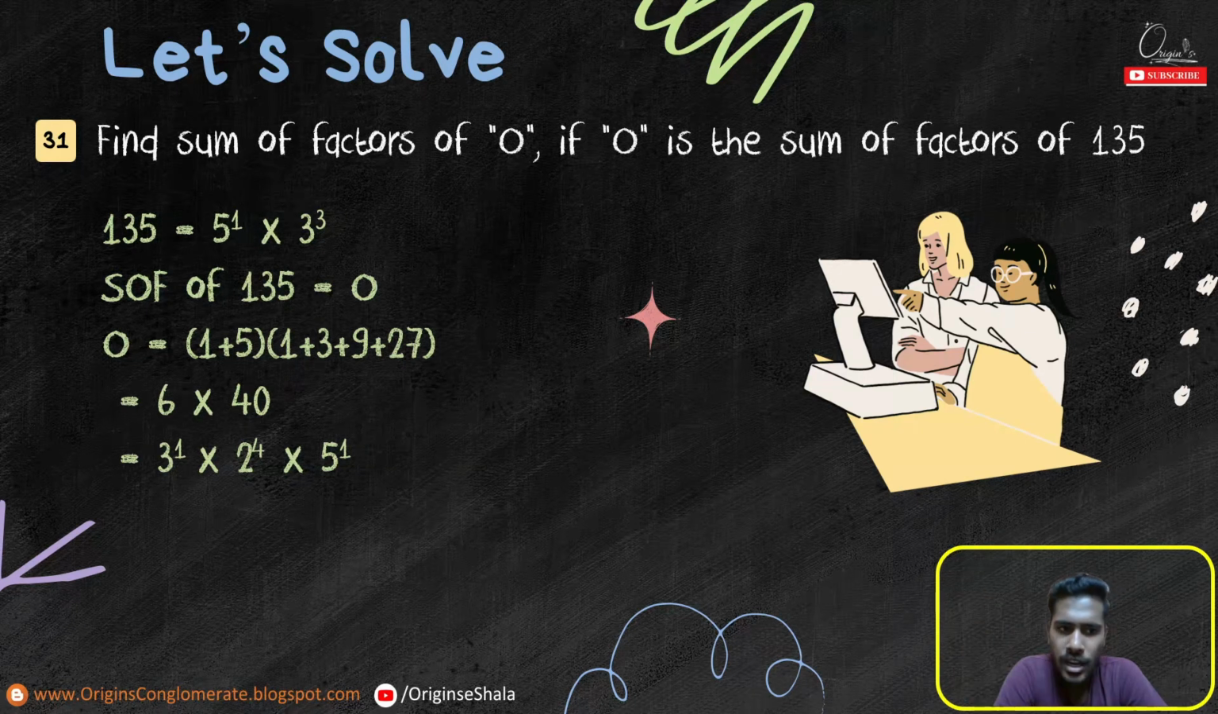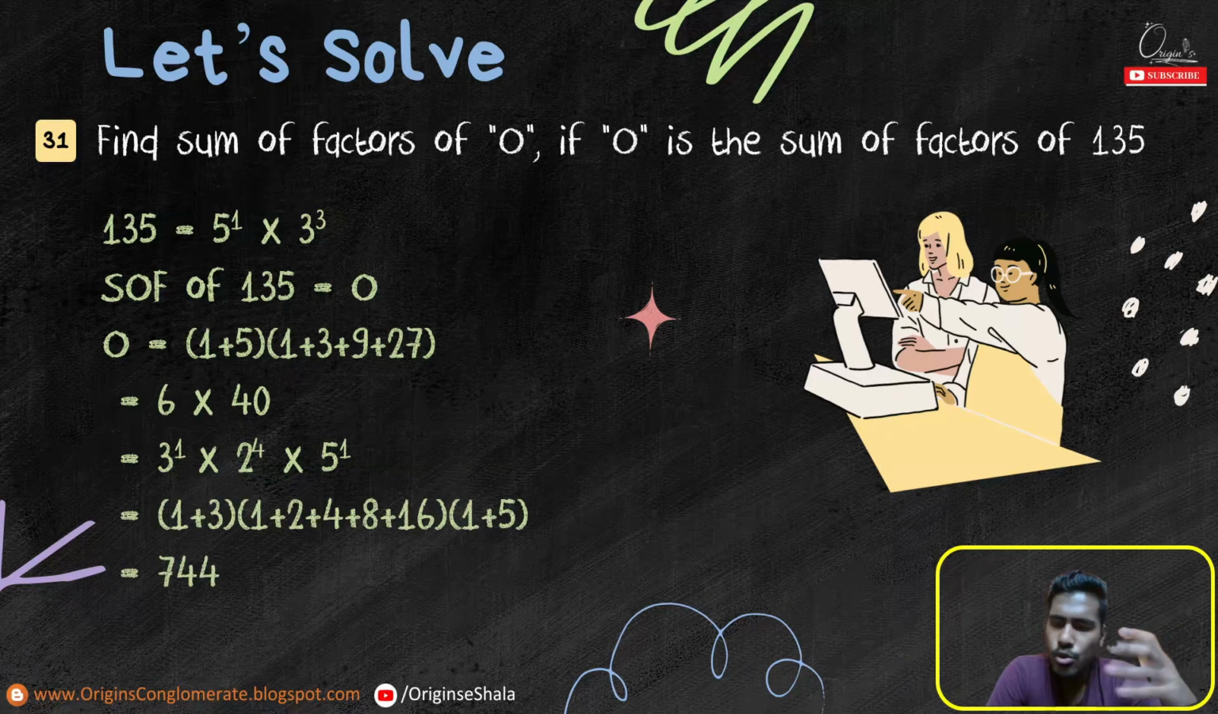So 8 2 cube and 1 2 I got from 6. So 2 raised to 4. Now again I will do sum of factors for this way. So same thing, and finally you will be left with 744. So yeah, that was about it.